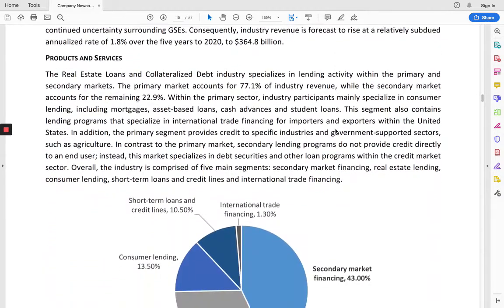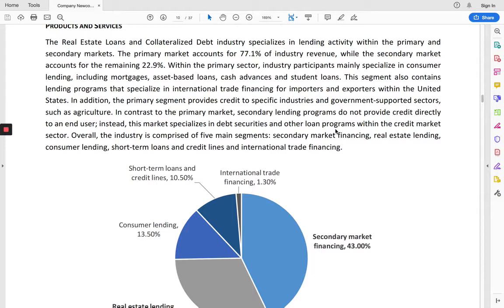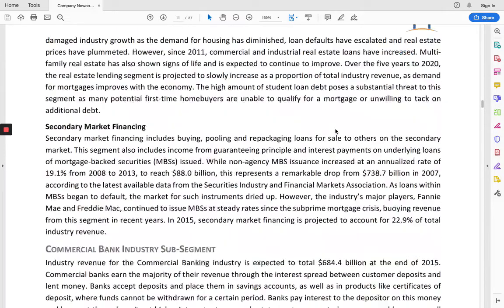From there, we typically want to talk about the products and services. Essentially, this is a segmentation of the industry. So if the entire industry is at a certain size, what is the segmentation of that industry? What percentage of the revenue comes from what type of products? And we will do that research for you as well.